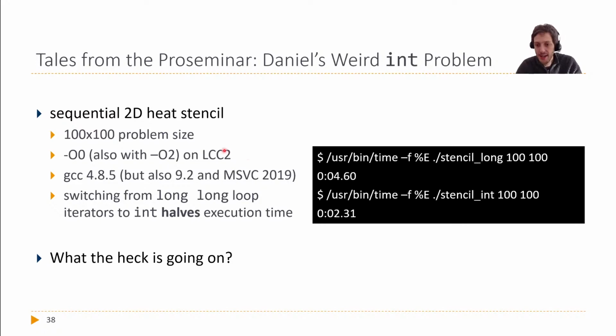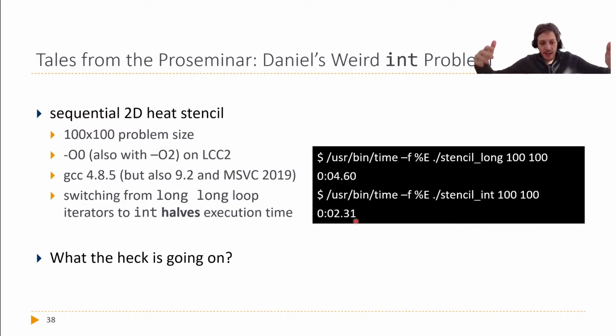On the right side, you see actual measurements that I took on LCC2. Using the time command and just going for the elapsed time and not the entire output. For the version with the long data type, it took 4.6 seconds. For the version with integer, with 32-bit integers, it took 2.3 seconds.